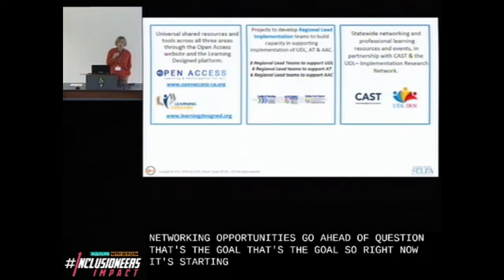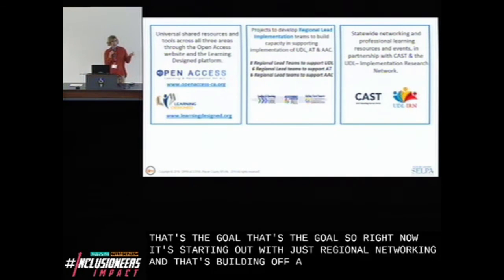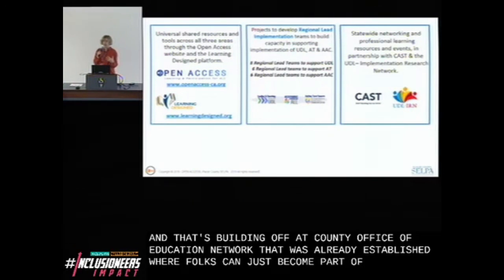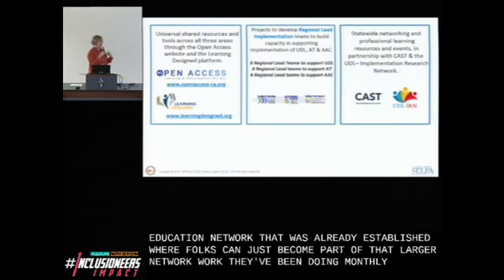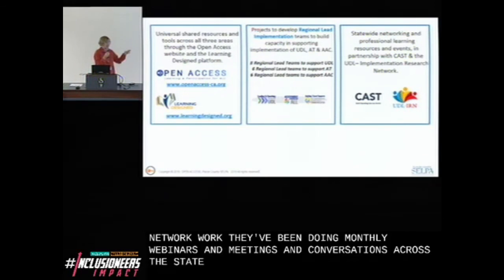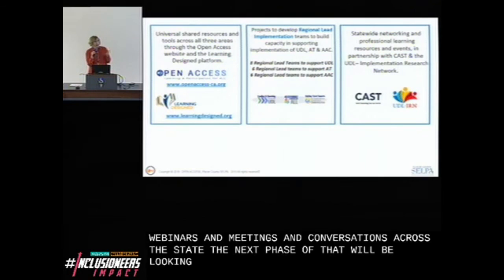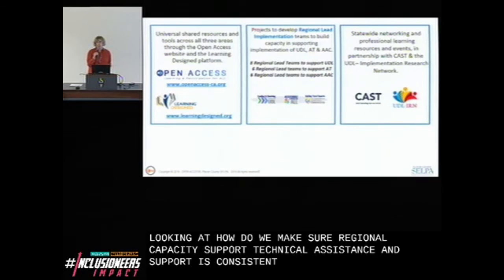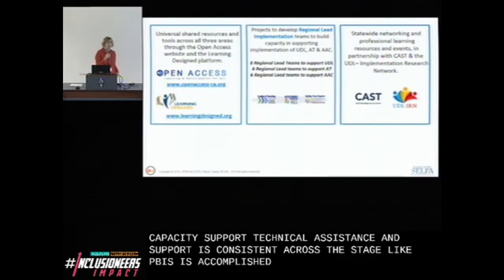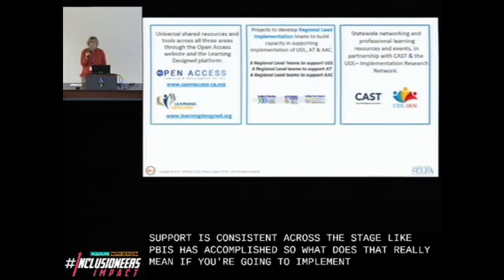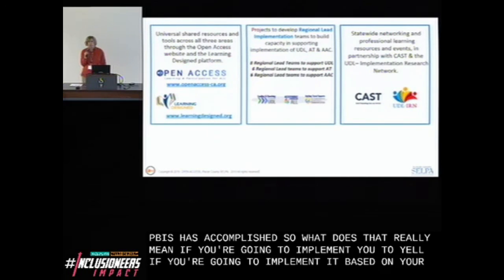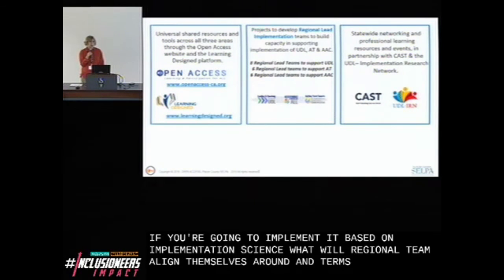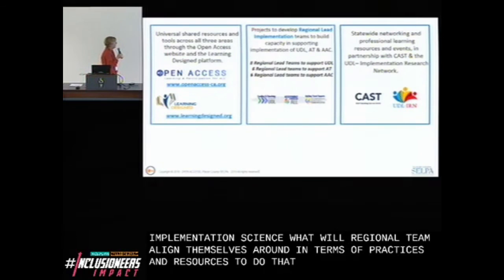So right now it's starting out with just regional networking, and that's building off a county office of education network that was already established, where folks can just become part of that larger network. They've been doing monthly webinars and meetings and conversations across the state. The next phase will be looking at how we make sure regional capacity support and technical assistance is consistent across the state, like PBIS has accomplished. So what does that really mean? If you're going to implement UDL based on implementation science, what will regional teams align themselves around in terms of practices and resources to do that? So that's definitely the goal.